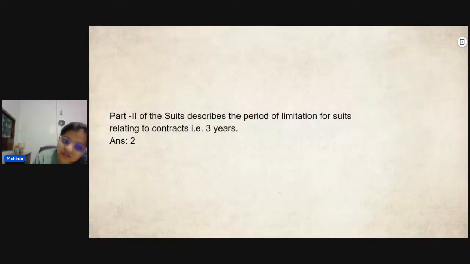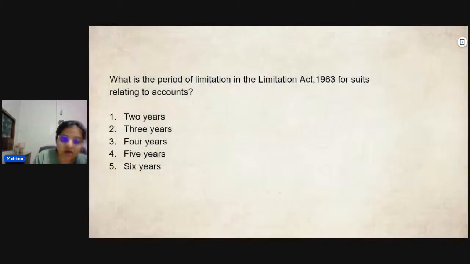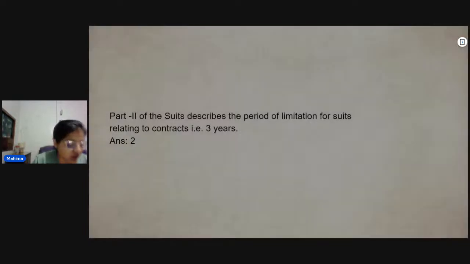It is 3 years. Suits relating to contracts, and in which it is mentioned suits relating to accounts. The time period is 3 years.